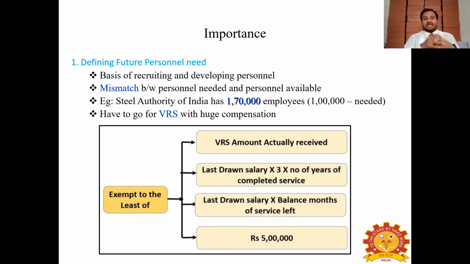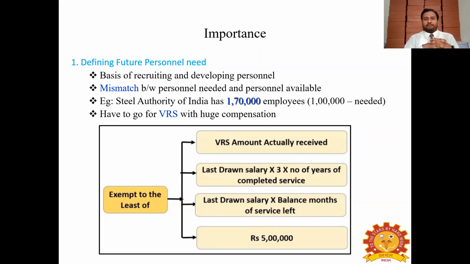Many a time there may be a mismatch between persons needed and persons available. For example, the Steel Authority of India has 1,70,000 employees, but what they actually need is only 1 lakh. So what do they do? They will catch these age-old employees who have crossed 50 or 55, and ask them to go for VRS, right? So when a person who can retire by 60 retires much earlier, by 55 or 56, he loses some service years.